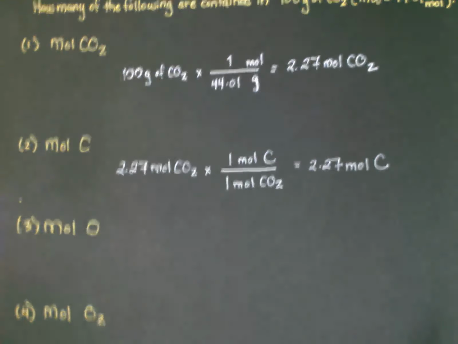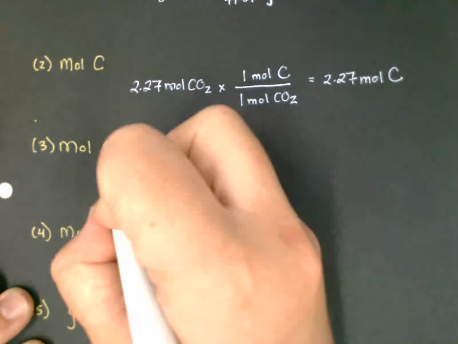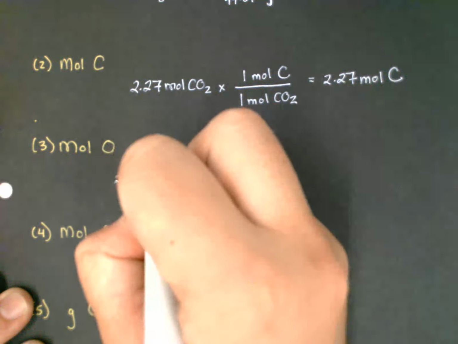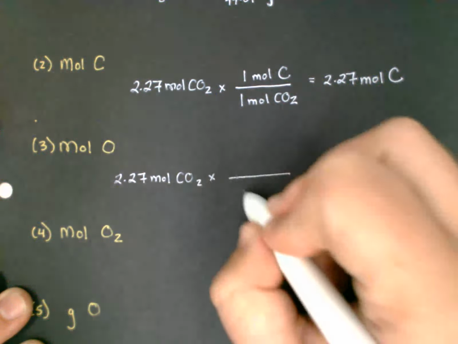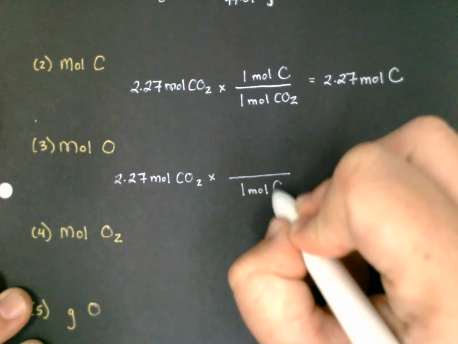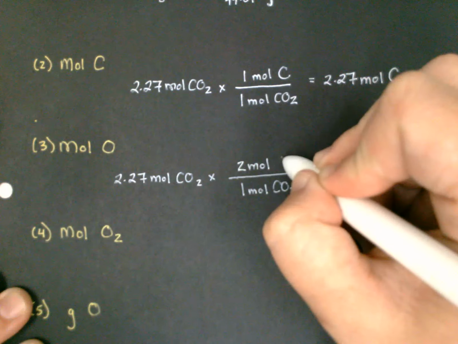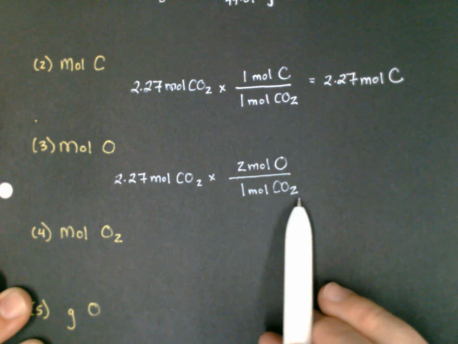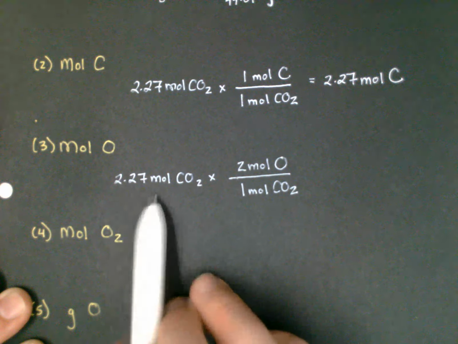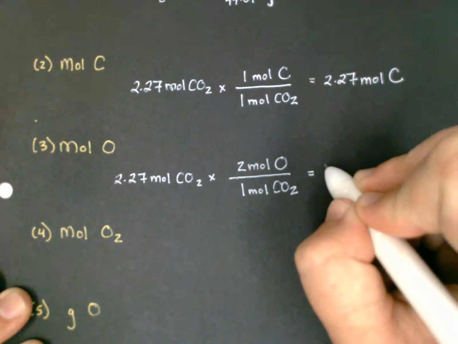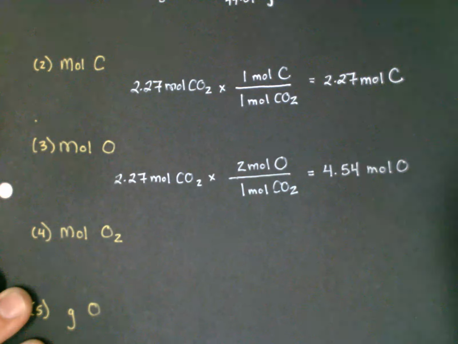All right, let's use that same idea to look at the moles of O in the system. So we're going to start again with the 2.27 moles of CO2. And we know for every 1 mole of CO2, we are going to have 2 moles of oxygen, because there are 2 oxygens for every CO2. So we multiply 2.27 times 2, and that gives us 4.54 moles of O.